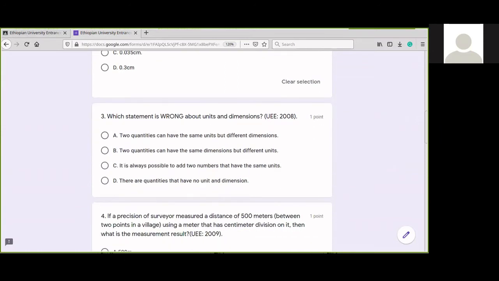Okay, let's see question number 3, which is from 2008 Ethiopian Calendar University Entrance Exam. Which statement is wrong about units and dimensions? A, two quantities can have the same units but different dimension. B, two quantities can have the same dimensions but different units. C, it is always possible to add two numbers that have the same units. D, there are quantities that have no units and dimensions. Wrong about units and dimension.